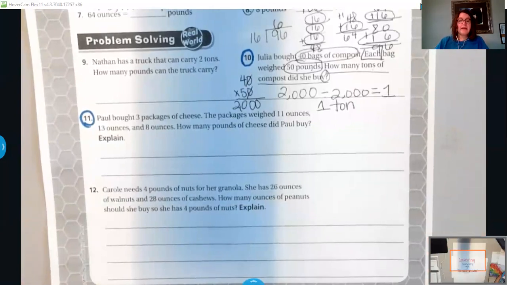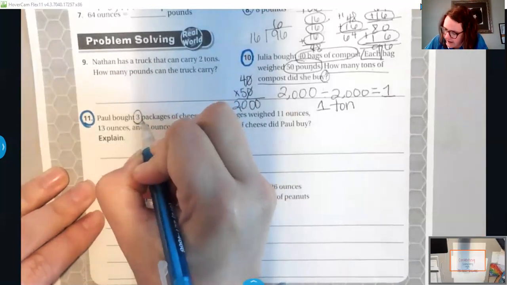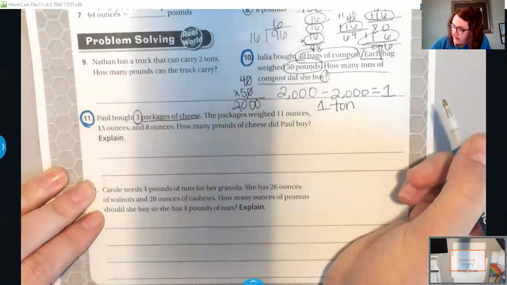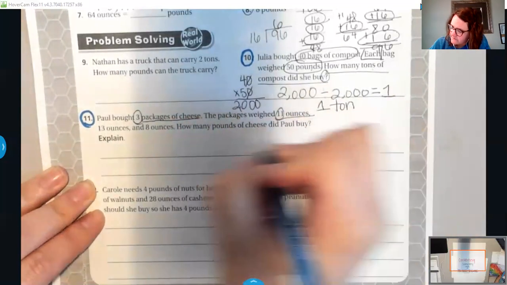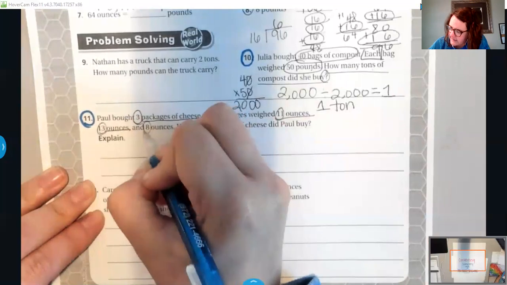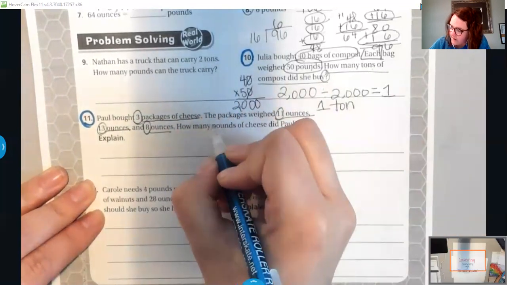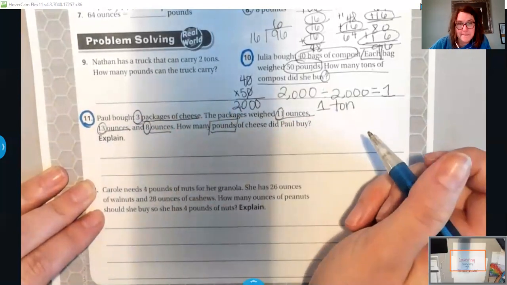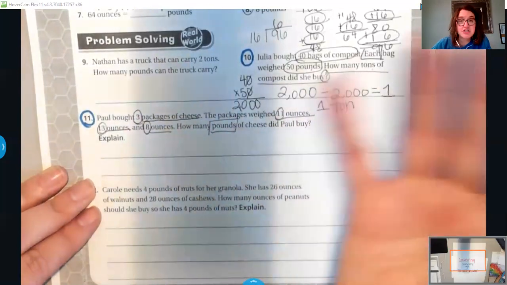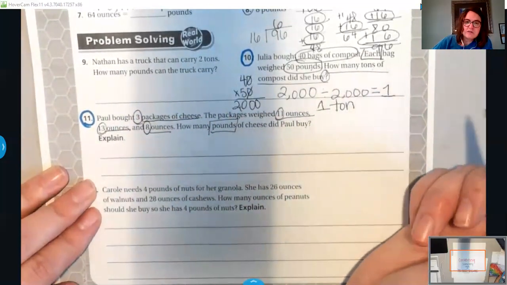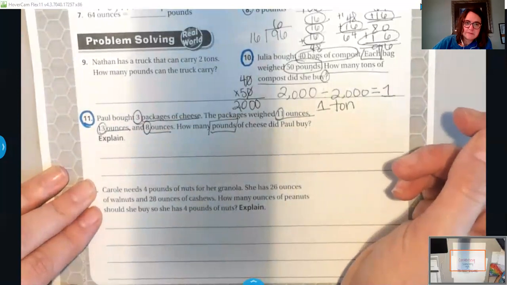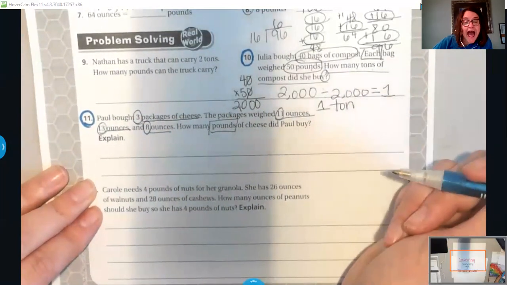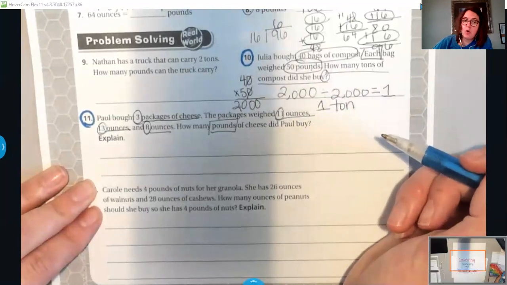Paul bought 3 packages of cheese. The packages weighed, well, first let's look at 3 packages of cheese. The packages weighed 11 ounces, 13 ounces, and 8 ounces. How many pounds of cheese did Paul buy? Well, first we got to figure out how much cheese he bought in all, because we've got 3 different packages. So we need to first add how much he bought in all 3 packages.